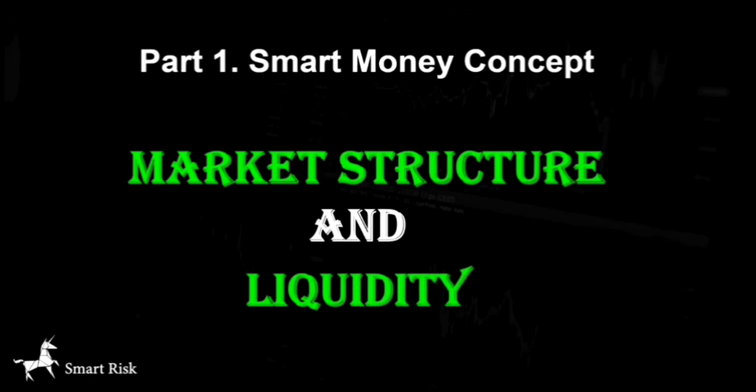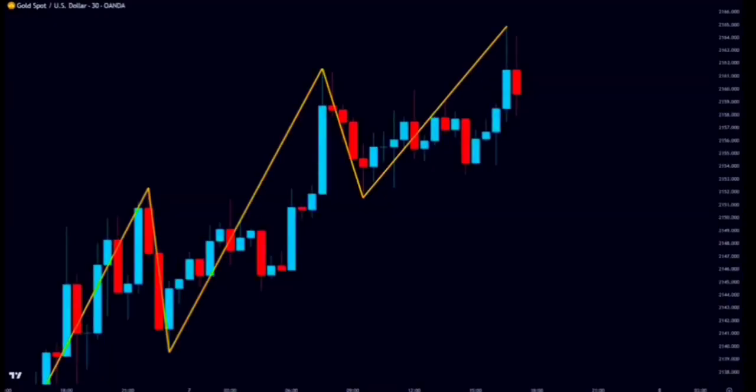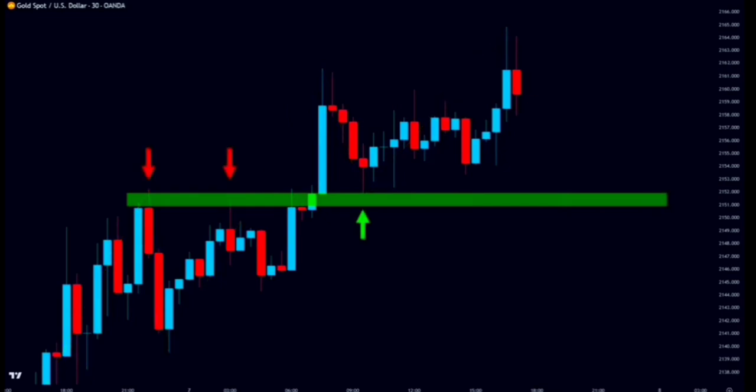Now let us show you some of the most powerful models which combine the market structure and liquidity on the chart. The first model is a basic liquidity sweep through a major market structure level. Here, on the gold 30-minute chart, we have a clear uptrend. We have a recent level of support which has been rejected by the market multiple times. When the price approaches this level, price action traders will go long anticipating a rejection from this key zone.